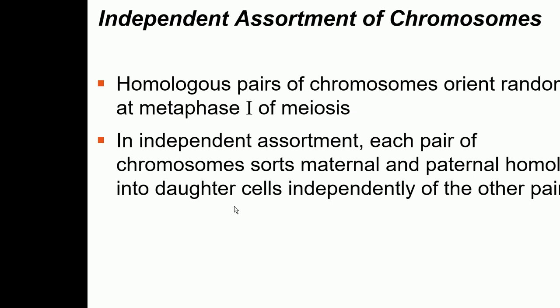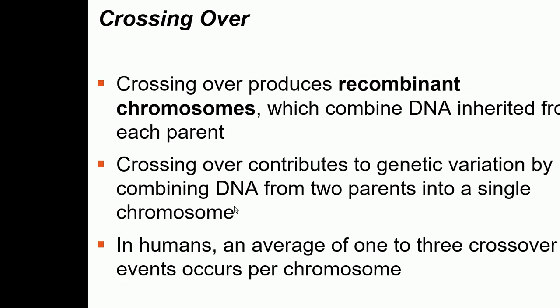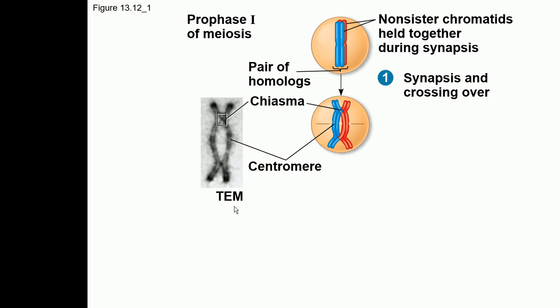So independent assortment of chromosomes, we already discussed what that means, and because of that there are around a million combinations of gametes possible. Now you can see here, this is one example to understand independent assortment.